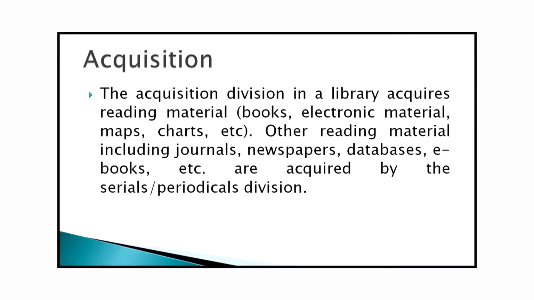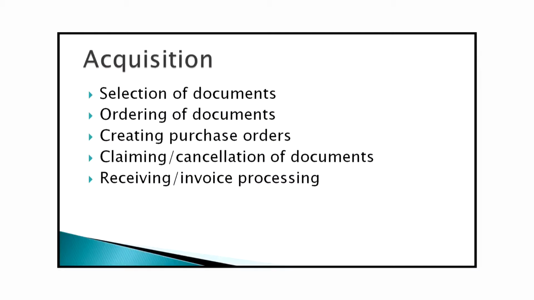Acquisition is one of the sections in the library. It acquires reading material, books, electronic material, maps, charts, etc. Other reading material including journals, newspapers, databases, e-books, etc., are acquired by serials or periodicals division of the library. In acquisition, selection of documents, ordering of documents, creating purchase orders, claiming and cancellation of documents, receiving and invoice processing. All these activities are undertaken in acquisition section of the library.